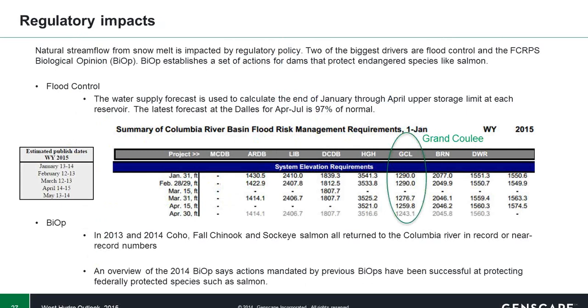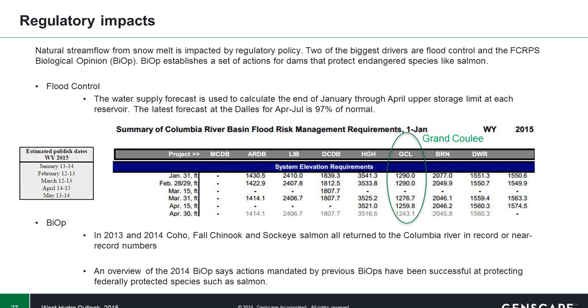So going back to the Pacific Northwest, it's important to know that natural stream flow up there is impacted by regulatory policy. And two of the biggest drivers are flood control and the FCRPS BiOp, biological opinion. And that establishes a set of actions for dams to protect endangered species like salmon. And by actions, I mean minimum flow levels, spill patterns and amounts, different timing, total dissolved gas, and that's gases like nitrogen in the water that's caused by spill, and it can be harmful to fish at large levels, and it's regulated. They basically cap the spill, and it puts a cap on the amount that the dams can spill.